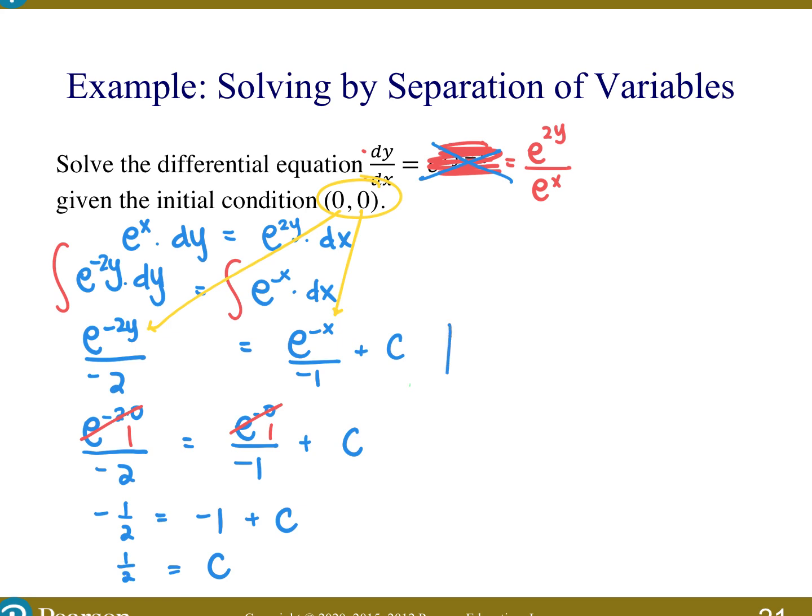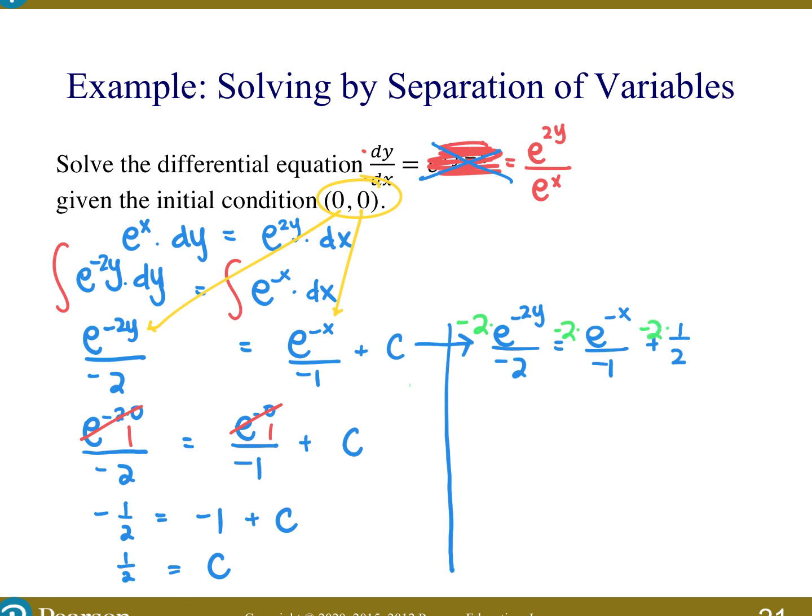All right, so then I'm going to finish my problem. I'm going to draw a dividing line, and I'm going to start from this equation, and I'm going to put my c in. So I'll have e to the -2y over -2 equals e to the -x over -1 plus the constant half. And now we want to solve for y. We want to get y alone. And the way we do that is by multiplication. Everything by -2 times by -2 times by -2.